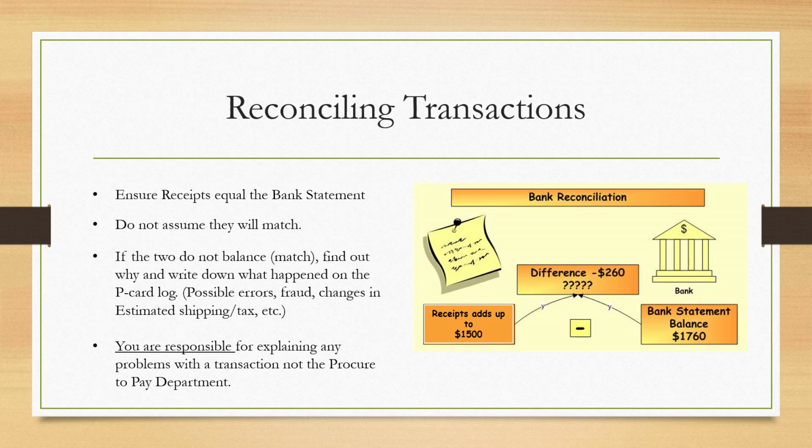Your P-Card log should always match the total of your statement. If they don't match, you've either made a keystroke error or there's something out of balance on your receipts. It is the job of the P-Card reconciler to find out why and correct the error or make a note explaining the difference. Please do not rely on the Procure to Pay department to explain reconciliation issues to an auditor.